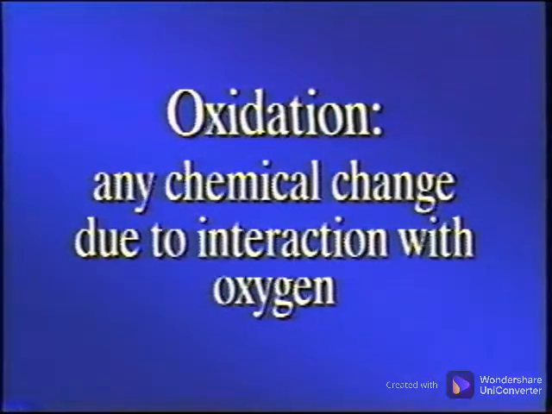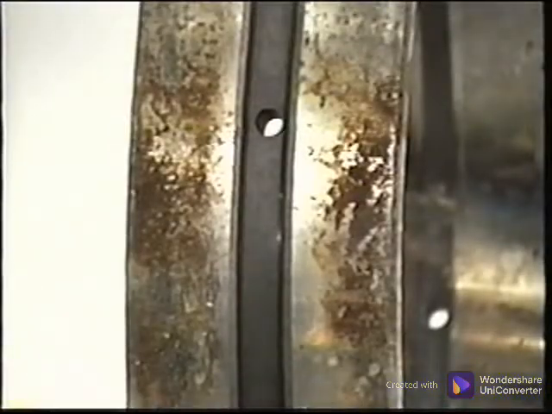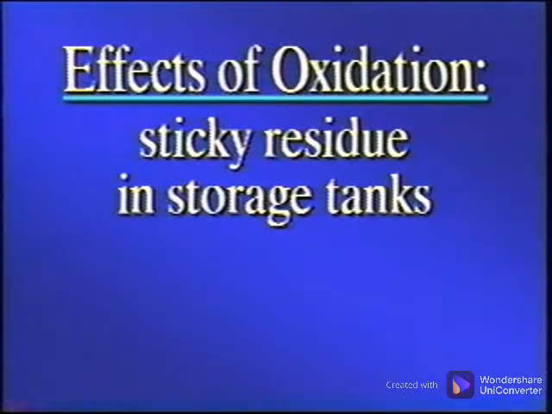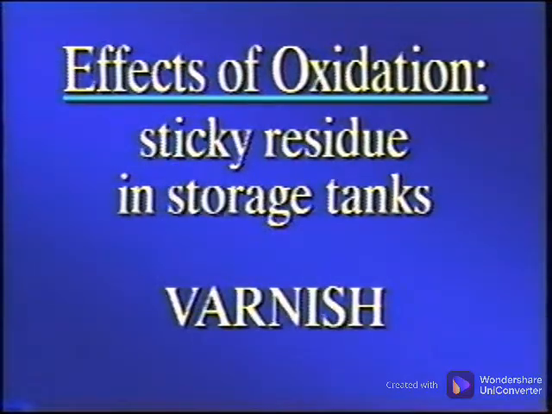Oxidation is any chemical change due to interaction with oxygen, usually in the presence of heat. Iron oxide, for example, is rust. The effects of oxidation are seen as the sticky residue lining the sides of oil storage tanks. This gummy residue is called varnish.